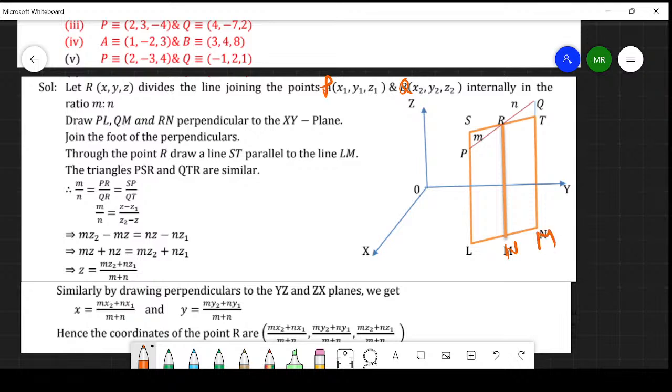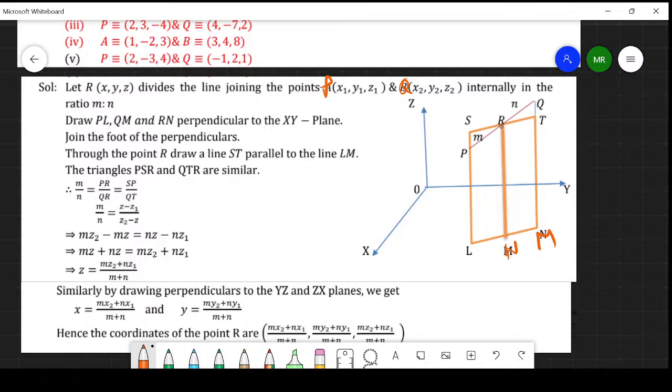This is M, because you draw PL, QM, RN perpendicular to the XY plane. This is the XY plane, so you make the changes in the figure. Draw PL, QM, RN perpendicular to the XY plane. Join the feet of the perpendiculars. L, N, M are the feet of the perpendiculars for the points P, R and Q.